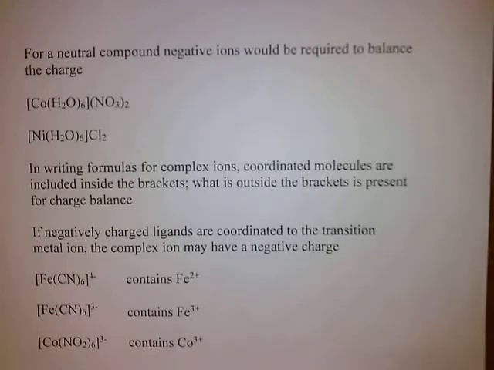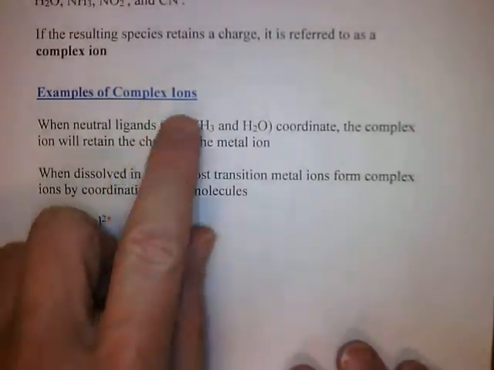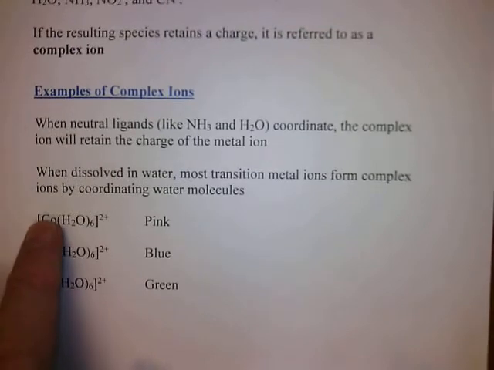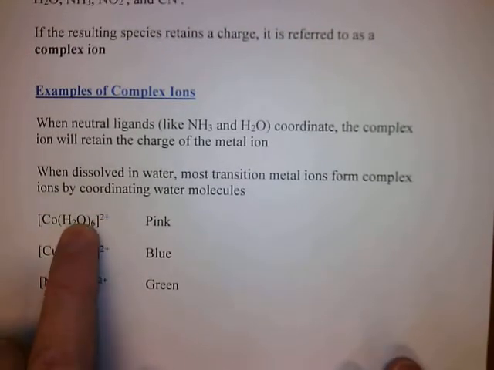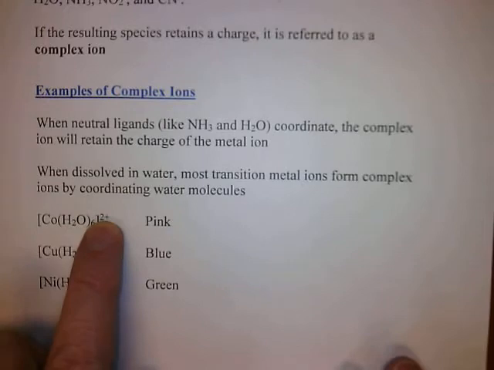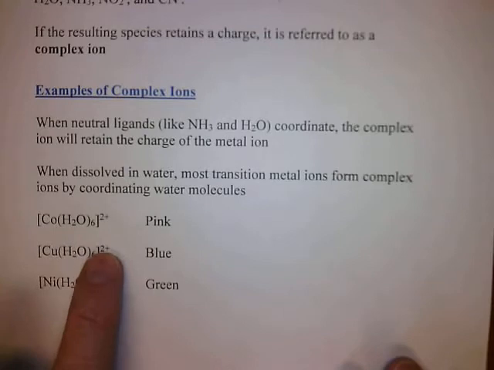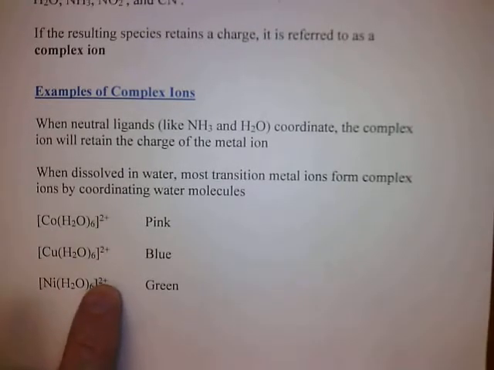Now, back to this for a second. Like I said, ammonia and water are neutral. They don't carry a charge. So if we have a cobalt-2 ion, then the cobalt with the 6 waters is still going to carry the +2 charge. The copper with its 6 waters carries the +2 charge of the metal. The nickel with the 6 waters carries a +2 charge.